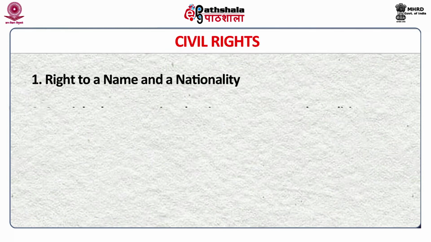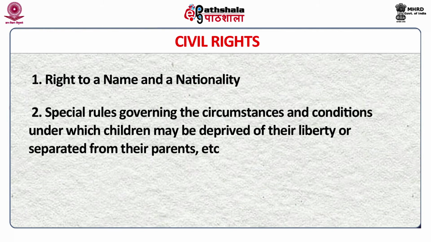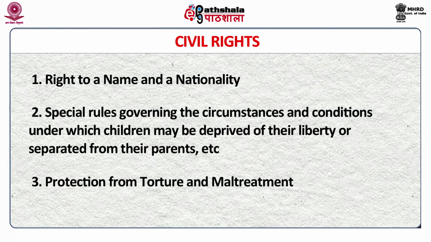Social rights under CRC are enshrined under Article 5, 9, 10, 11, 18, 19, 21, 25 and 27. These rights include the right to the highest attainable standard of health services, the right to social care for the handicapped. Further, civil rights under CRC are enshrined under Article 7, 8, 13 to 17 and 37 subclause A, and include the right to a name and nationality, special rules governing the circumstances and conditions under which children may be deprived of their liberty or separated from their parents, etc., and protection from torture and maltreatment.